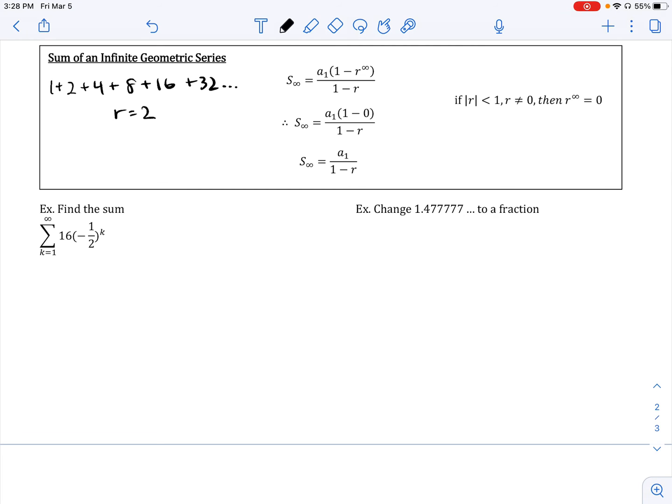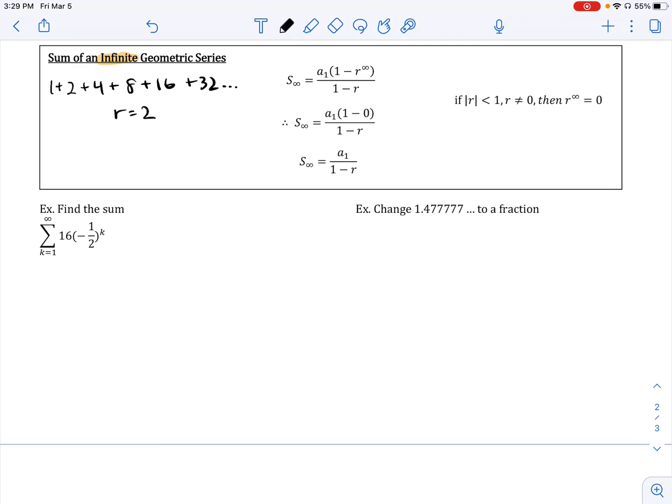Now, pause the video and ask yourself the following question. Can I find the sum of this infinite geometric series? And the answer is clearly no, right? The sum never seems to settle on to a finite value. It's just going to continue to grow.